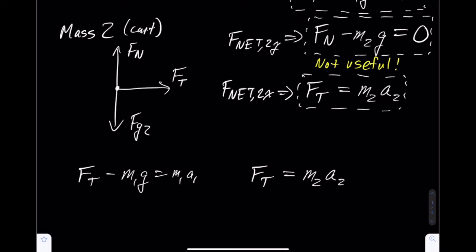Now, the first question that I have here is how many unknowns do I have? I've got the force of tension, that's 1. I've got acceleration 1, and I've got acceleration 2. So that's 3 unknowns, and I only have 2 equations. So I better figure out some other information or else I'm not going to be able to solve these. So the question is, how does A1 compare to A2?